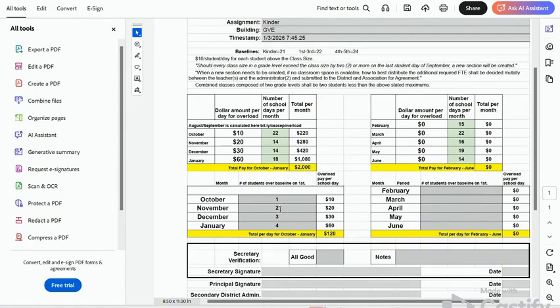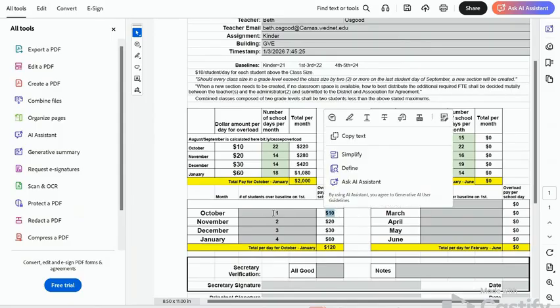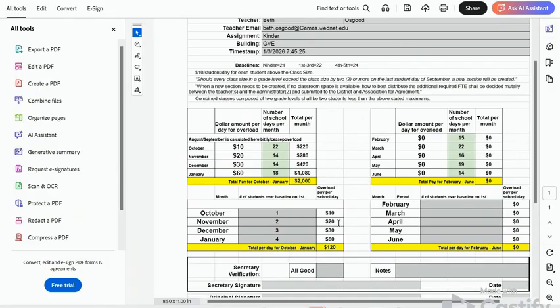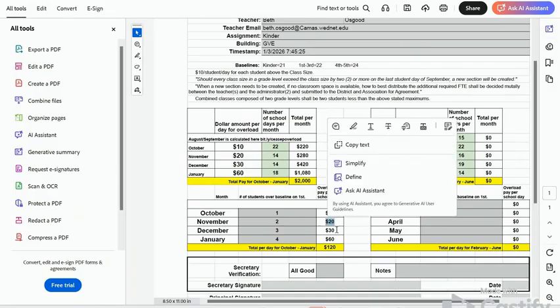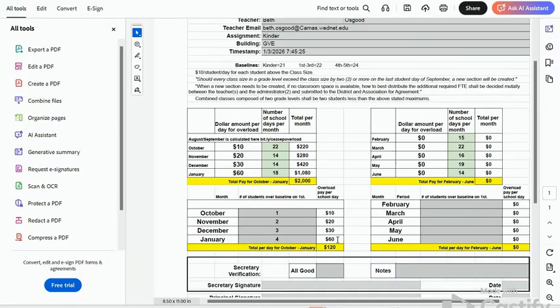I just did a 1, 2, 3, 4 on count day, just to make it easier so you could see the math. October 1st, I put in that they had 1 extra kid. This is a kindergarten teacher. So that'd be $10 per day in October. November, because they had 2 kids now, they're at $20 a day. December, because they had 3 kids, they're at $30 a day. And January, because they're at 4 kids, they're at $60 a day.